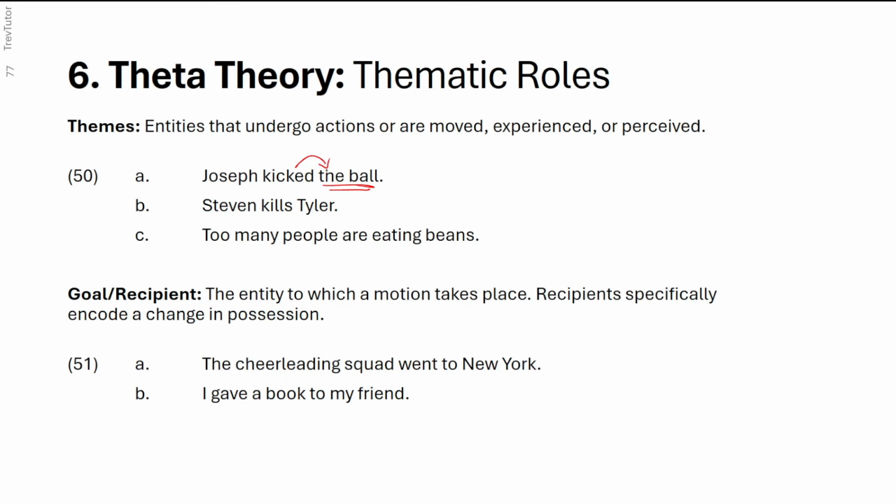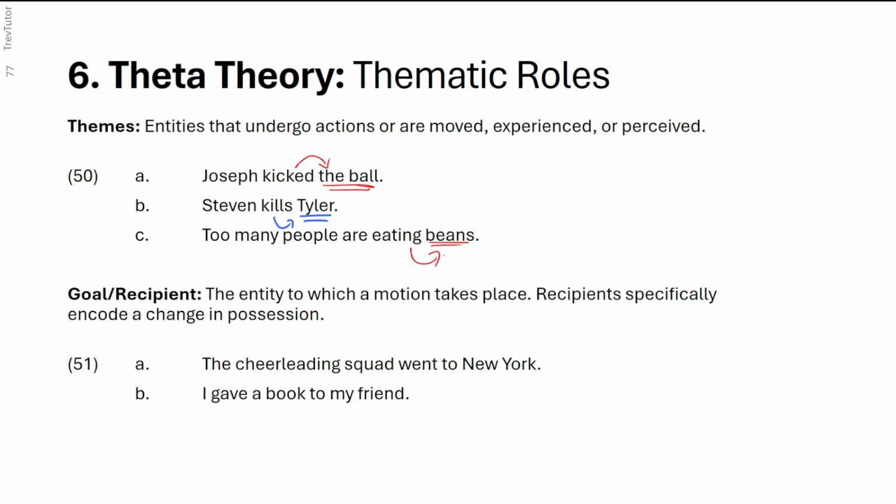But I typically just like to think of these as the people that are affected by the action. So in Stephen kills Tyler, in this example explicitly, Tyler is the person who is experiencing or being affected by the action of Stephen kills. In the case of too many people are eating beans, the question is like, well, what are they eating? So beans in this case, this is the theme. This is what the verb is acting upon.